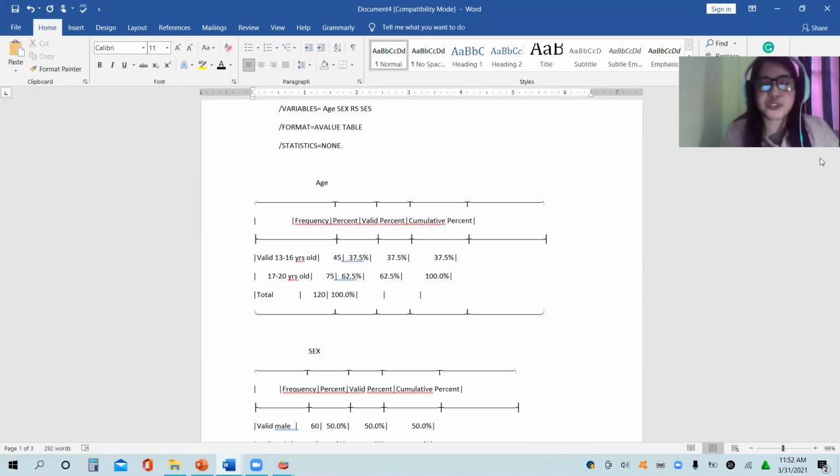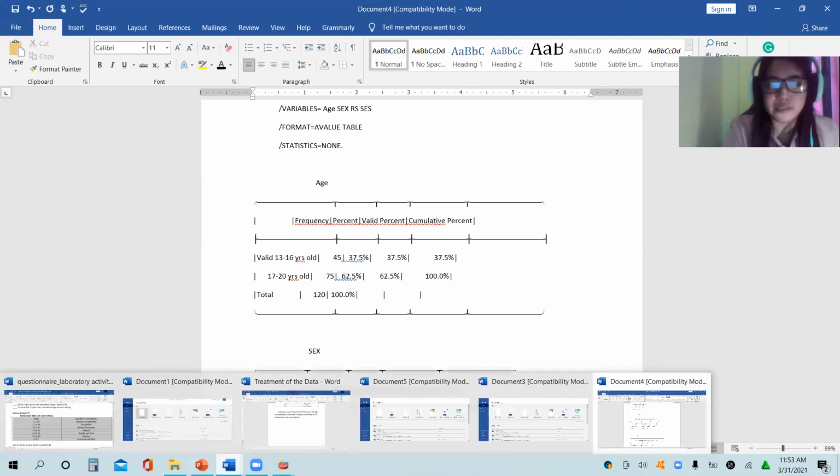So it is your option to copy and paste it in Microsoft Word first and then print it, or you can print it and then just encode it in a separate Word document, wherein it will be placed in the results and discussion of your research paper. In the next video, there is of course a continuation for this. We are also going to solve problem number 2, the level of life satisfaction.